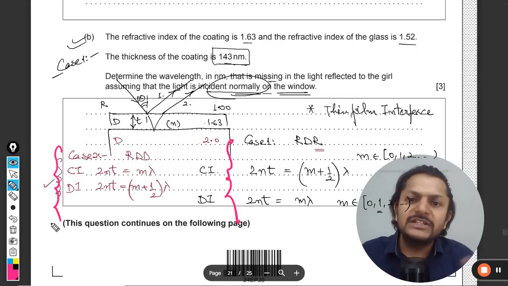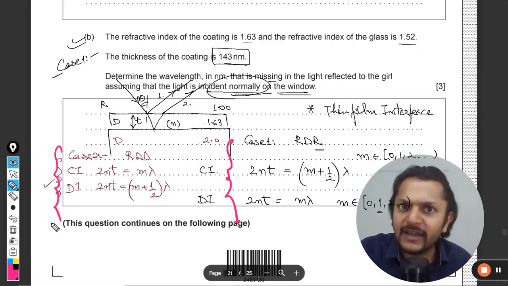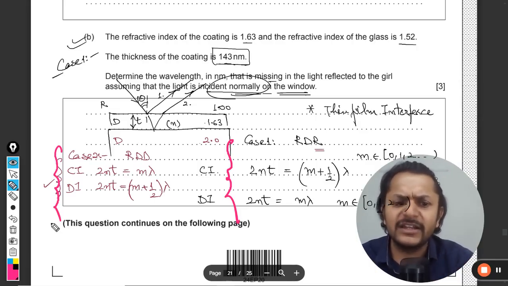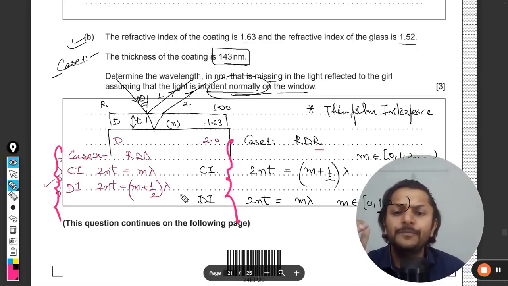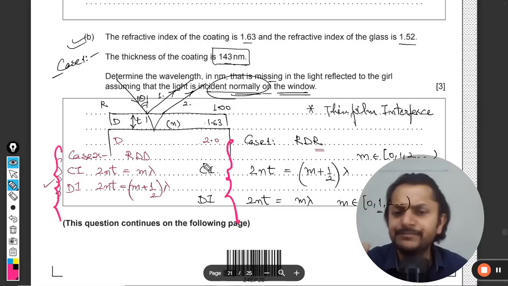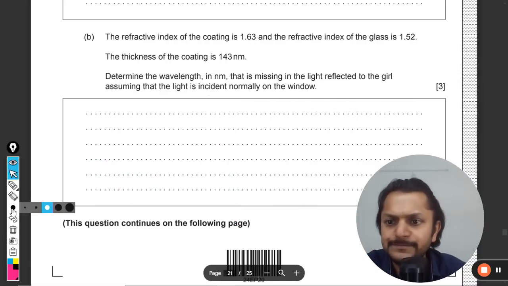Students usually see that, okay, this is thin film interference, so the formula is given in the data booklet. They just apply that without thinking, and that is why there are errors and they do not get the correct answer. So this is the problem, and this is how we do this. So this is case number one. Anyways, this is how we do it. Let us now move to the next question.